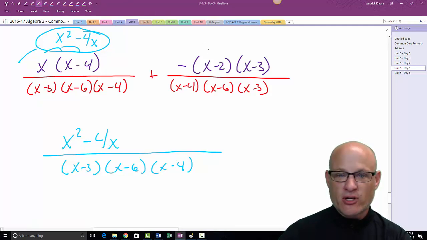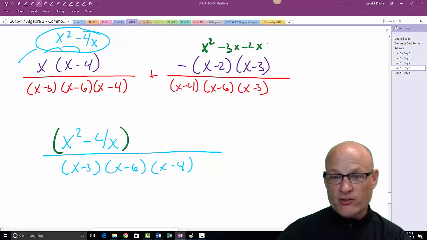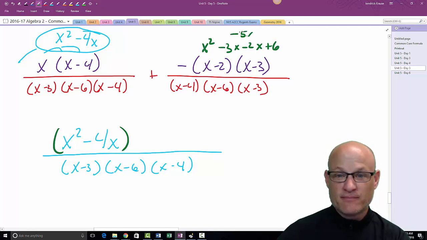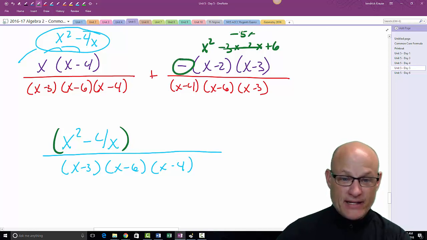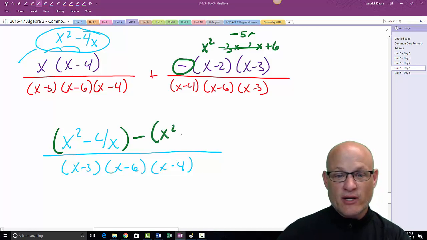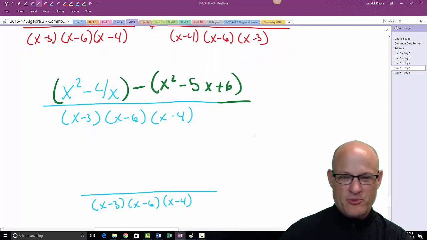Over here, I'm going to double distribute. So I get x squared minus 3x minus 2x plus 6. So this is really a minus 5x here, right? These two. So what I get now is minus, because we really got a minus here, minus x squared minus 5x plus 6. That minus is always problematic. Just be careful of it.